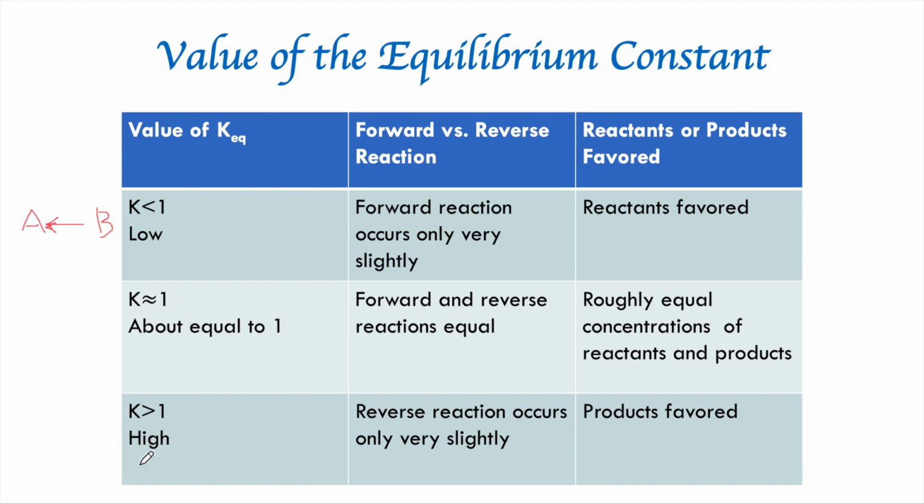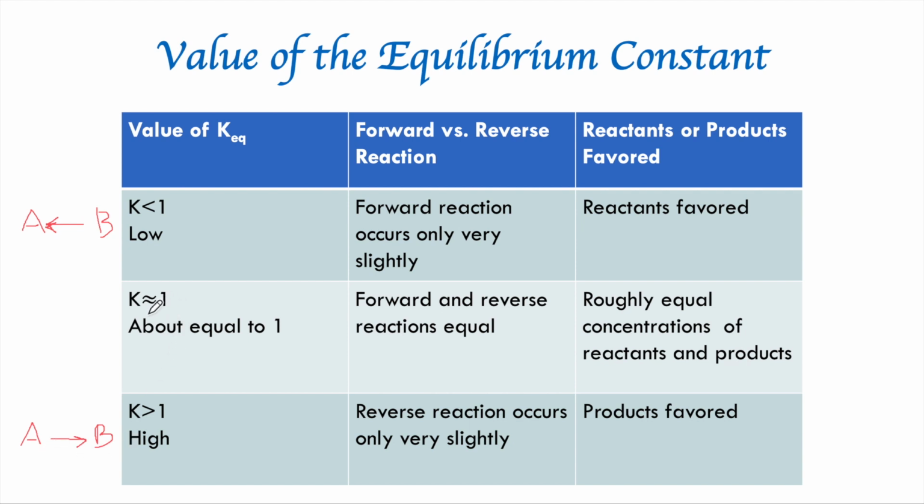Now, let me go down to this one here. If K is greater than 1, especially if K is really large, then what that means is this: if my reactant is A and my product is B, then the products are favored. In other words, the reaction prefers to go in this way. This is what we most often look at, a lot of these will have a K value that's greater than 1, so it's more likely to go towards the right.